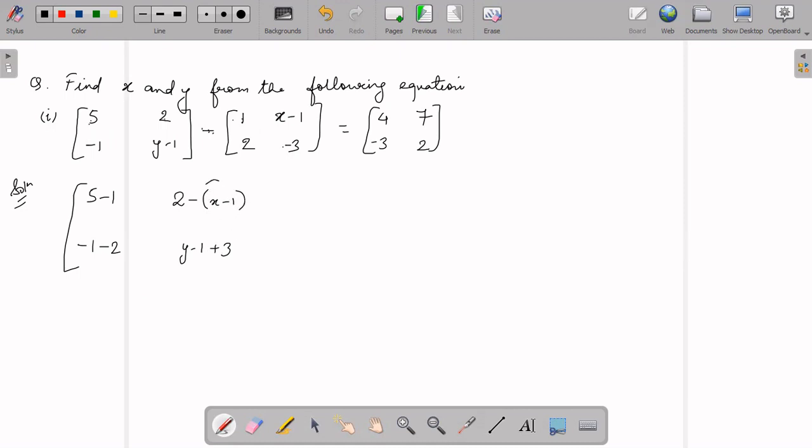Be careful of putting a bracket in this x minus 1 because before the bracket there is a minus sign. So when you open the bracket, the sign inside the bracket will change. This minus would become plus when you open the bracket.